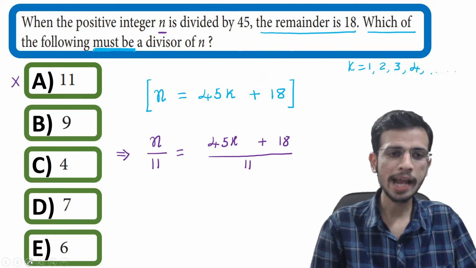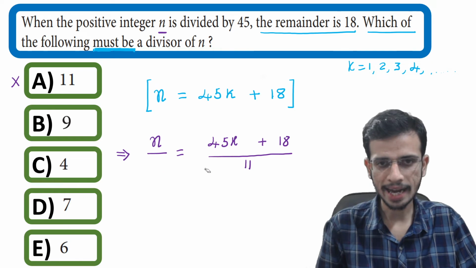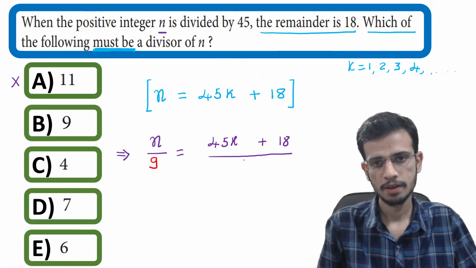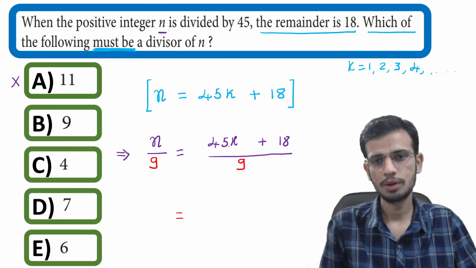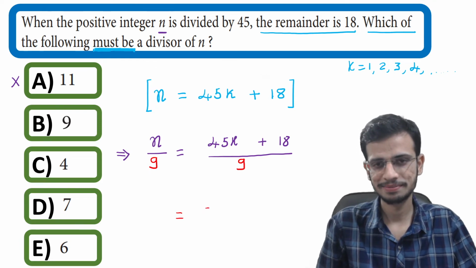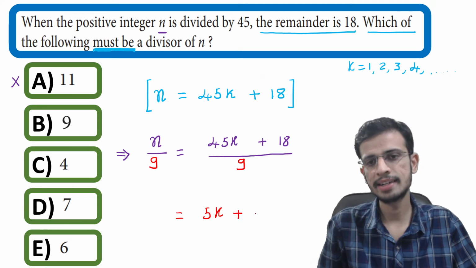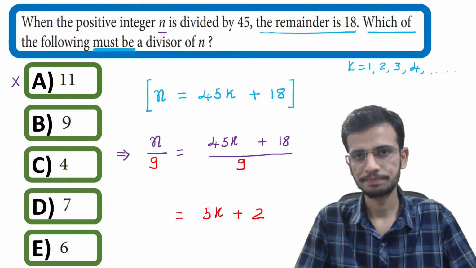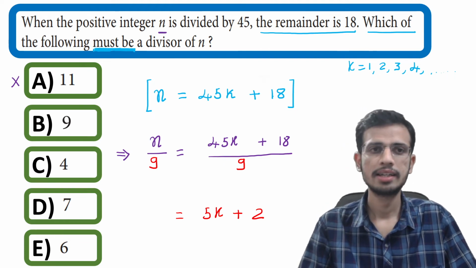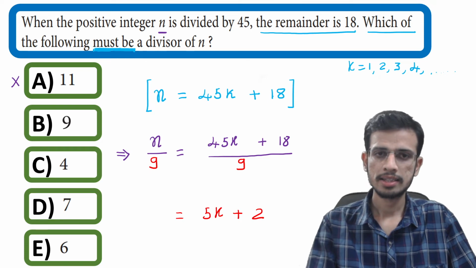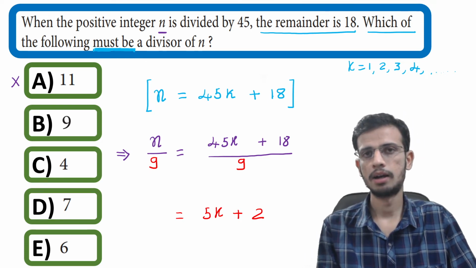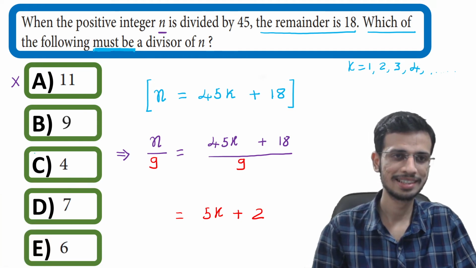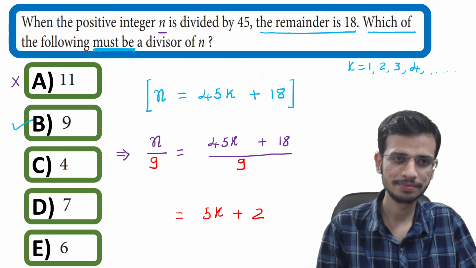If you put n equal to 9, right? So we'll write 45 by 9, that is 5k, 18 by 9, that is 2. So for option B, this will be a divisor of n. Option B is correct.